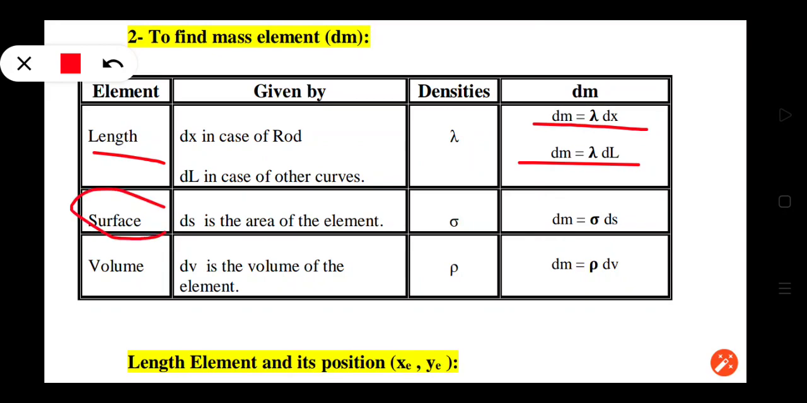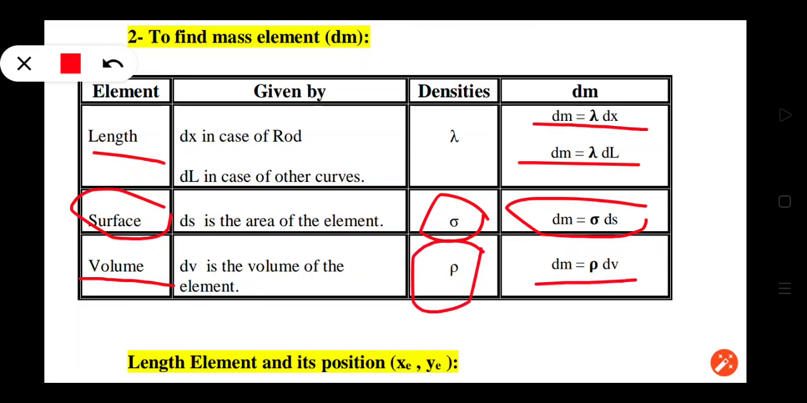In a surface element with density sigma, dm equals sigma dS, the surface density times the area of the element. In a volume element with volume density rho, dm equals rho dV, the volume density times the volume of the element. Those are the different types of dm according to the different types of elements.